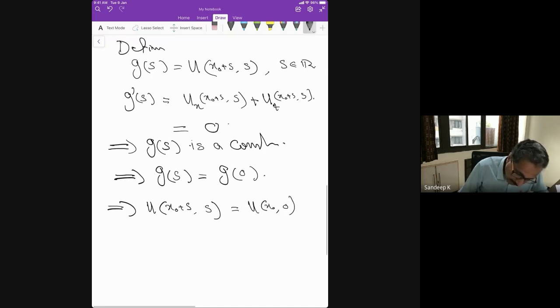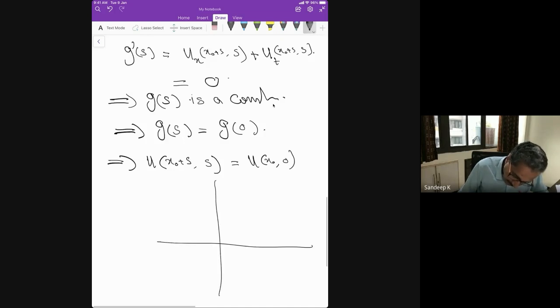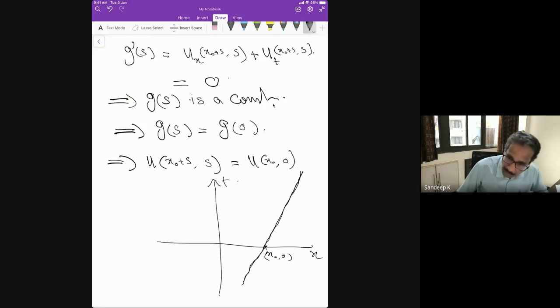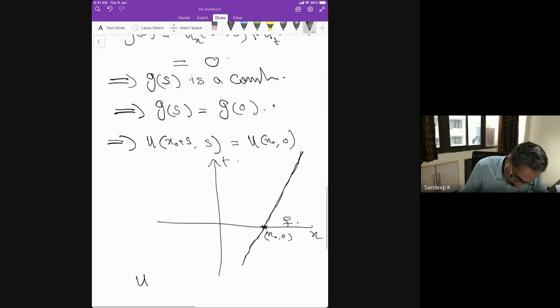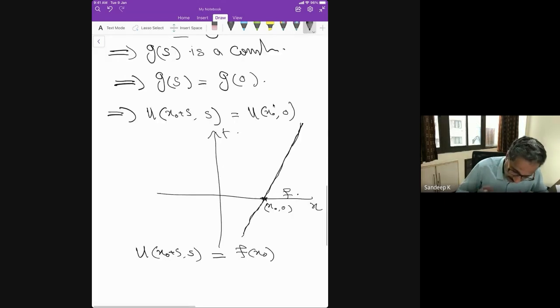Now you look at the picture again. This is my x and this is my t plane, and I have a point (x naught, 0) here, and I have this line passing through this. What I found is that u is going to be a constant along this line if there is a solution, and therefore the value at the point here, we know that u is equal to f. So u of (x naught plus s, s) is going to be equal to f of x naught. So if u is the solution, this has to be the case.